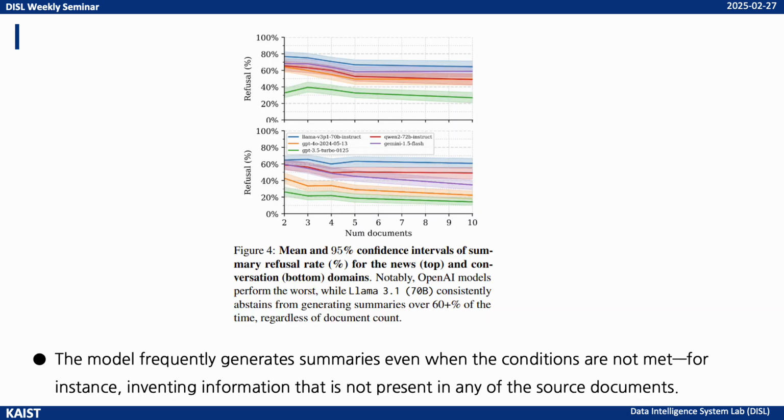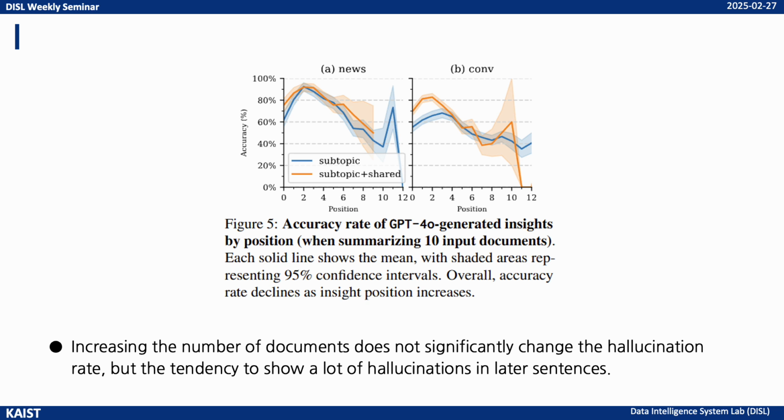And the model tends to generate summaries when there is no relevant content to match the given conditions. The proportion of unnecessary content generated varies depending on the model, with some models generating up to 80% irrelevant content. Additionally, when examining where errors occur in the summary during multi-document summarization, it was found that errors become more pronounced towards the end of the summary. Interestingly, the number of documents did not show a significant correlation with the error rate.